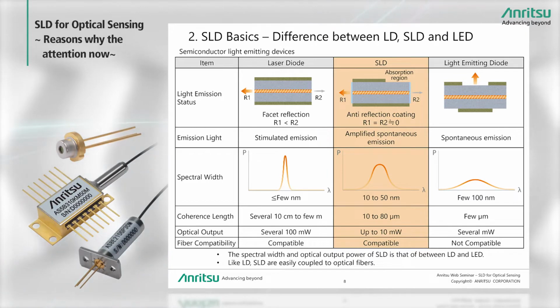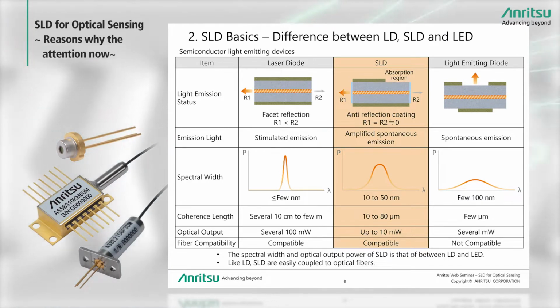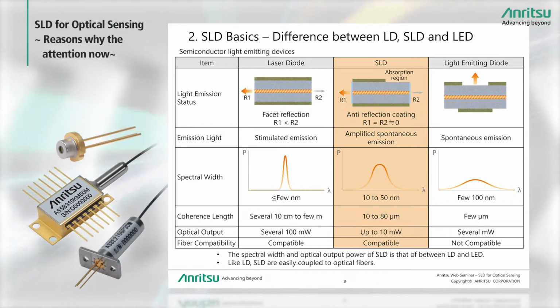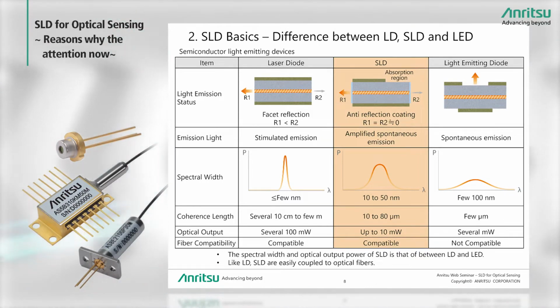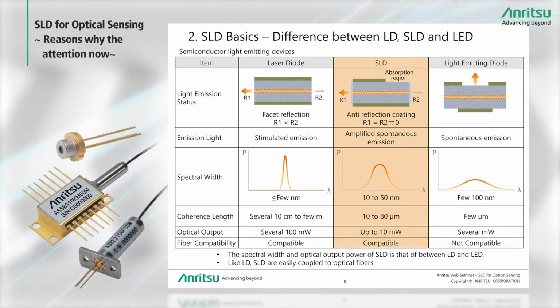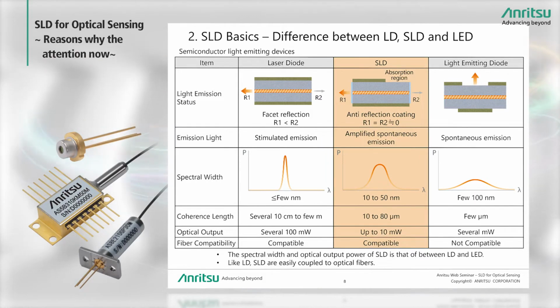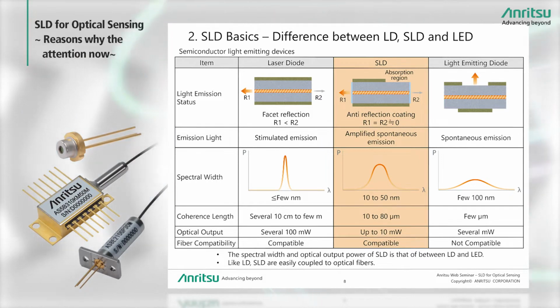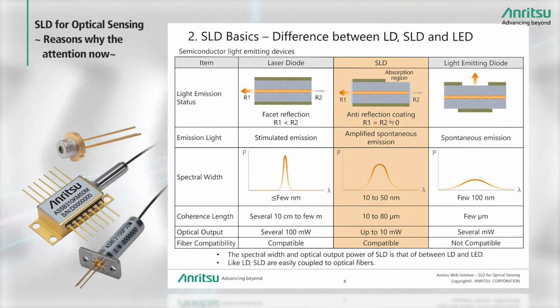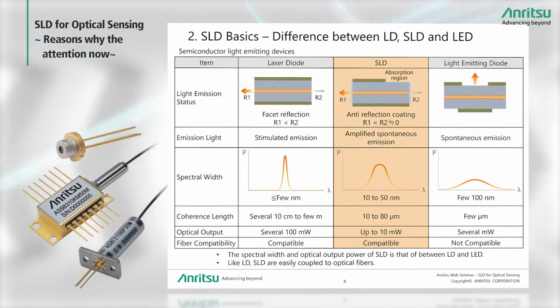The SLD introduced here has an anti-reflection coating on both facets, but an LD-like oscillator is not formed in the device. As explained on the next slides, light is amplified in the waveguide, and the emitted light is amplified by spontaneous emission. The spectral width is from 10 to 50 nanometers, with a coherence length of 10 to 80 micrometers, and an optical output power of about 10 milliwatts.